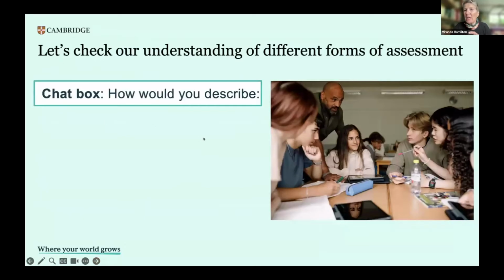So before we go any further, what I'd really like to see is to check our understanding, our shared understanding, you and me. How would you describe two key forms of assessment? So imagine you're writing a tweet, or maybe it's X nowadays. How would you describe formative assessment? What would your description be? Type into the chat box now.